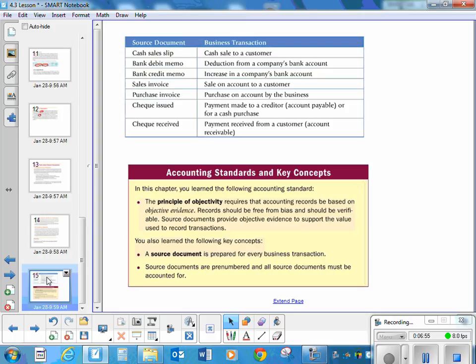Okay, so there's a summary here in blue of your source documents that we've talked about. And then we've just added a couple standards and key concepts here as well for you.